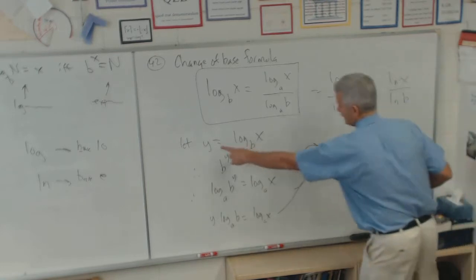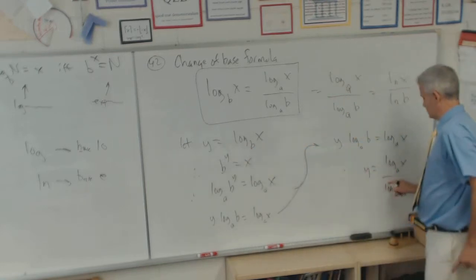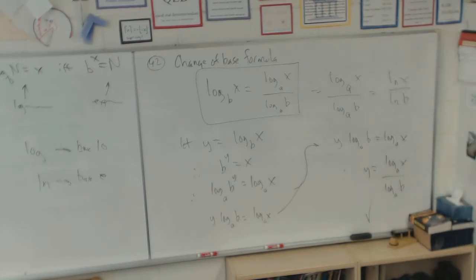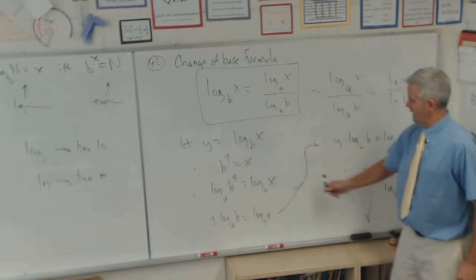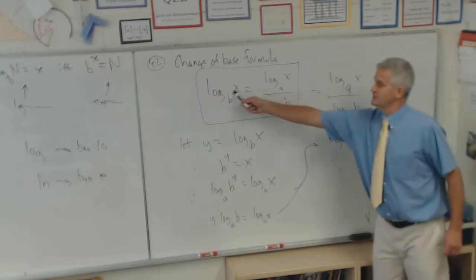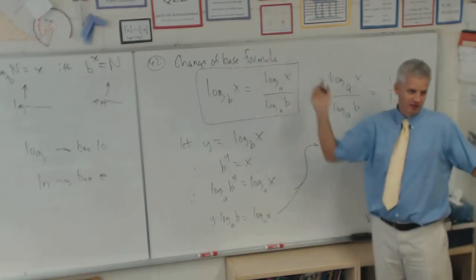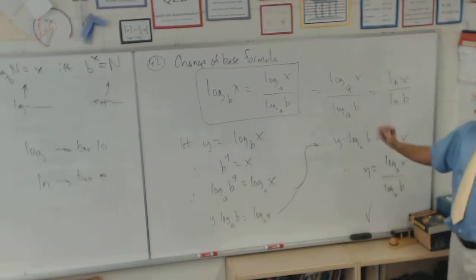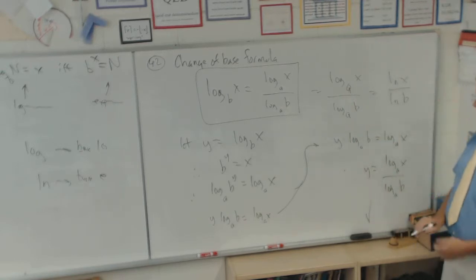And y equals this, y equals that. Therefore, what we wanted is true by transitive property of equality. Because y is equal to log base b of x, and y is equal to log base a of x over log base a of b. So y is both of these things, they have to be equal. Make sense? So that is something that you definitely should be familiar with.